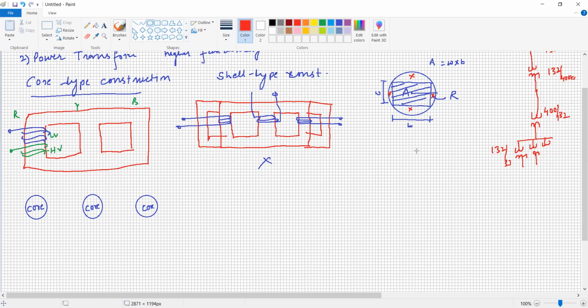Now, the second type of construction is that, even with the same area, we can reduce the mean diameter of the core in such a way that the core is a crucible core. Okay, this is the crucible core. Just try to understand. This is one step, this is the second step, and this is the third step. It is only for our simplicity. We have made only 3 steps. There may be 4 steps, 5 steps.